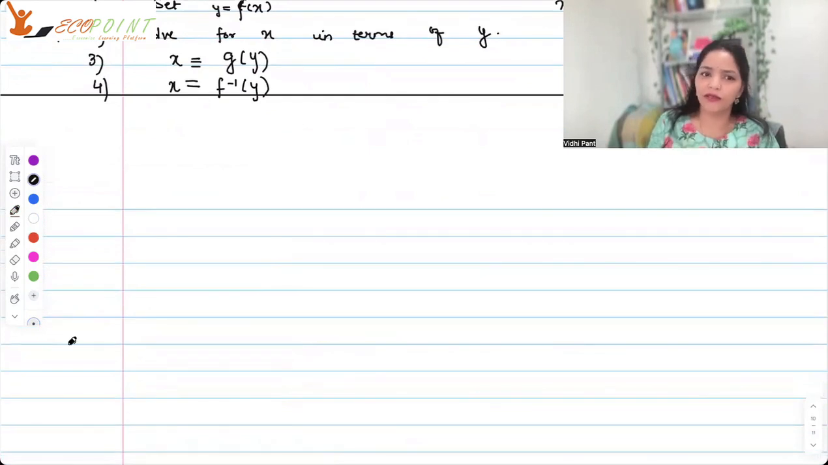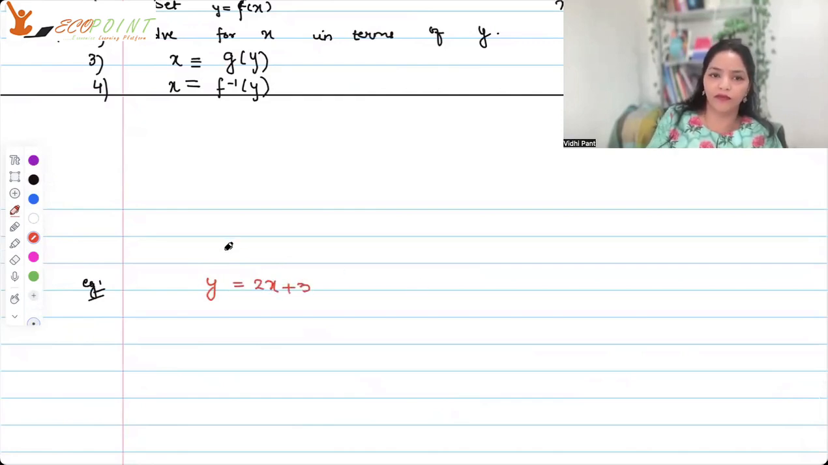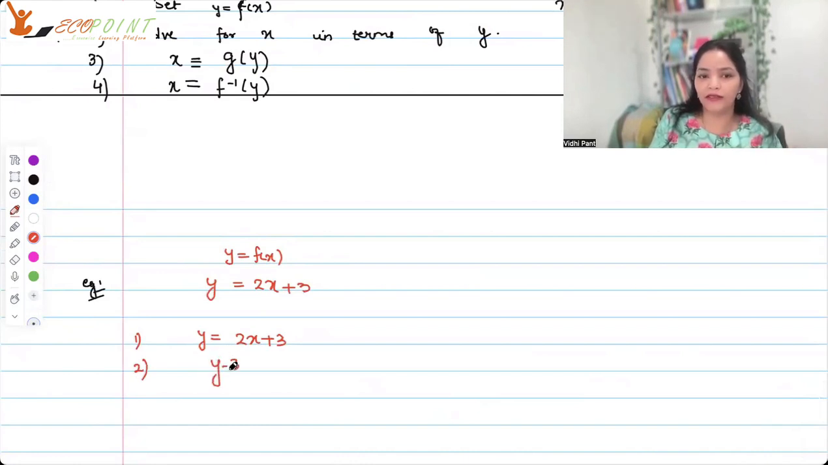Let's understand it through some simple examples. So let's take the first very simple example so that all of you can understand the basic way of finding inverse function. So suppose you have y equals to 2x plus 3. y equals to f(x) and f(x) is 2x plus 3. Now what you will do, you will set y equals to 2x plus 3. This was step number 1. Step number 2, get x in terms of y. So it is y minus 3 upon 2 is equal to x.